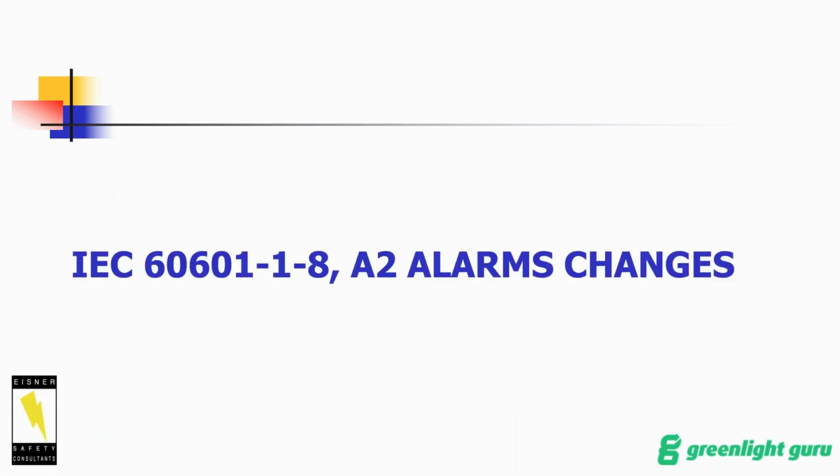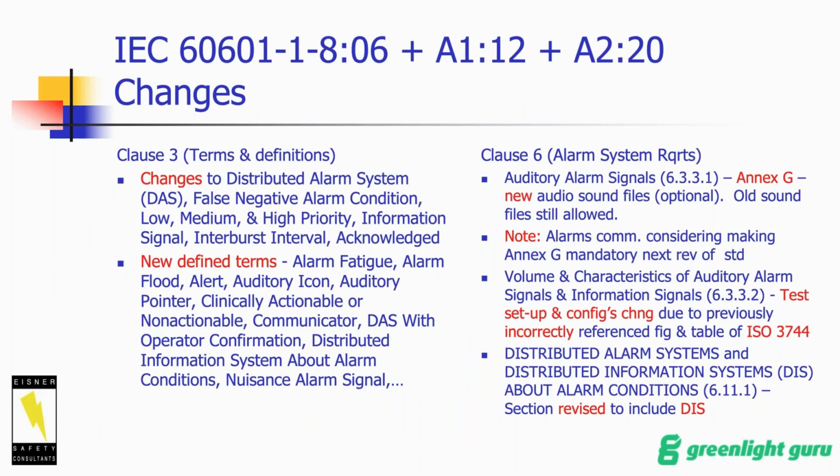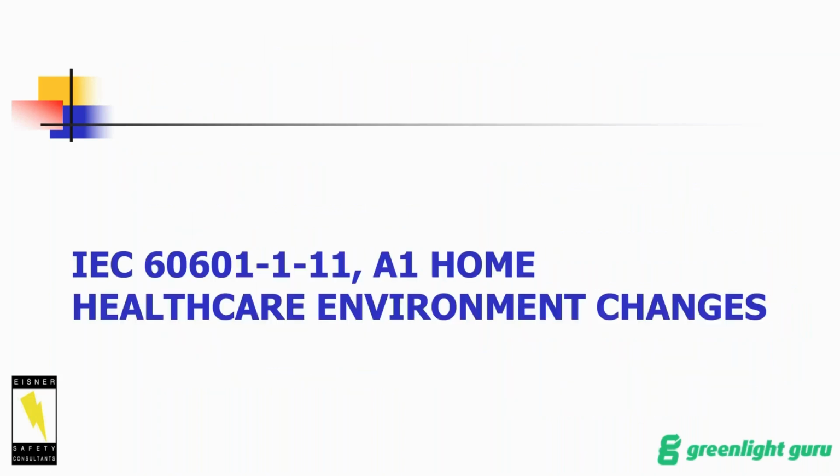The alarm standard, and I'm going to go through this one very quickly. In clause 3 of the standard, we've changed the low, medium, and high priority definitions. There's a huge bunch of new defined terms, and I did not finish the list because there are so many. There are some new tones. In clause 6, auditory alarm signals, Annex G has new sound files, which are optional currently, but note that the Alarms Committee is considering making them mandatory in the next revision of the standard. ISO 3744 was incorrectly referenced previously, so that's been updated and could impact your testing. Clause 6.11.1 was updated to include distributed information systems. Like I said, that was a mouthful, but I have to get through things very quickly at this point to keep relatively on time. Home healthcare environment changes.